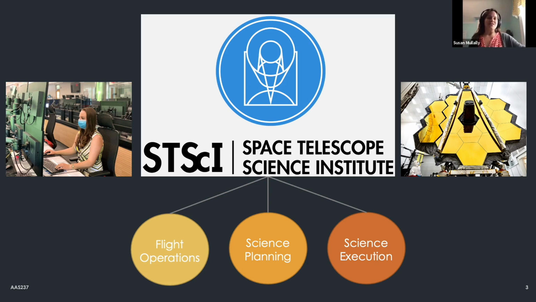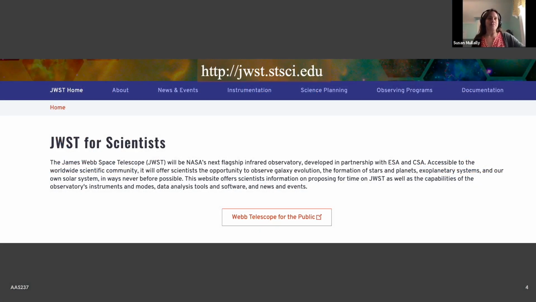Your homepage as a scientist who is thinking about using the James Webb Space Telescope is this website, jwst.stsci.edu. Here's where you will come to find resources that you need. It's your homepage to find everything else. If you're looking for documentation or what the call for proposals is, here's the place where you want to come.